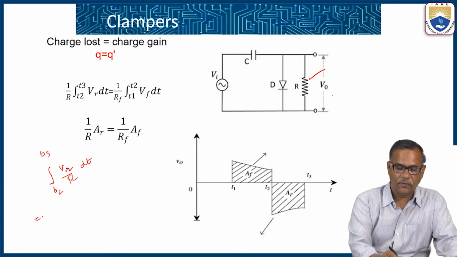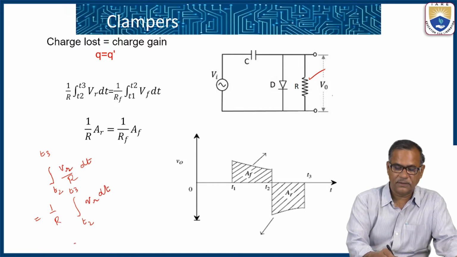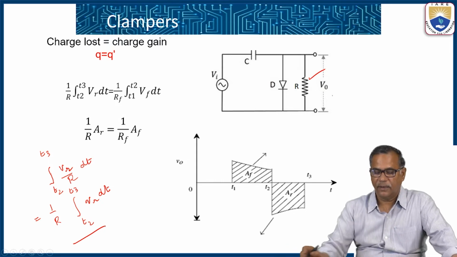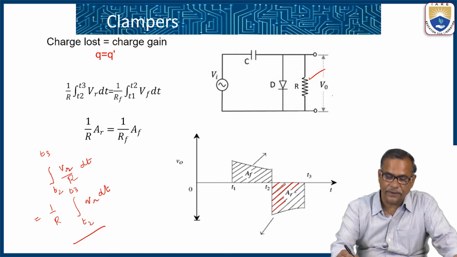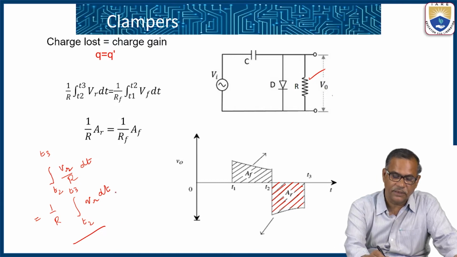So this is equal to 1 by R integral T2 to T3 VR dt. So what is this integral T2 to T3 VR dt? This is the portion, it represents the integral T2 to T3 VR dt. So this is nothing but AR. So this is equal to AR by R.